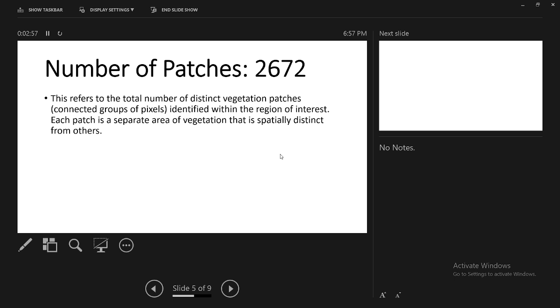Suppose in my region of interest I got a total number of patches of 2672. It means that for my study area we found a total of 2672 distinct vegetation patches identified within the region of interest, and each patch is a separate area of vegetation that is distinct from others. Further, I will also discuss how we can easily calculate this type of patches for your own study area.